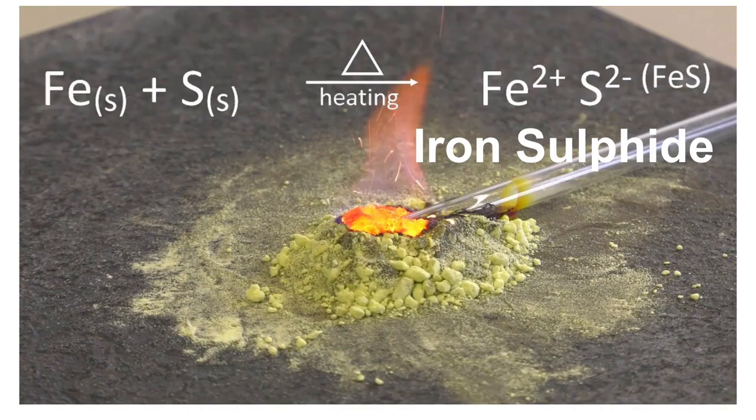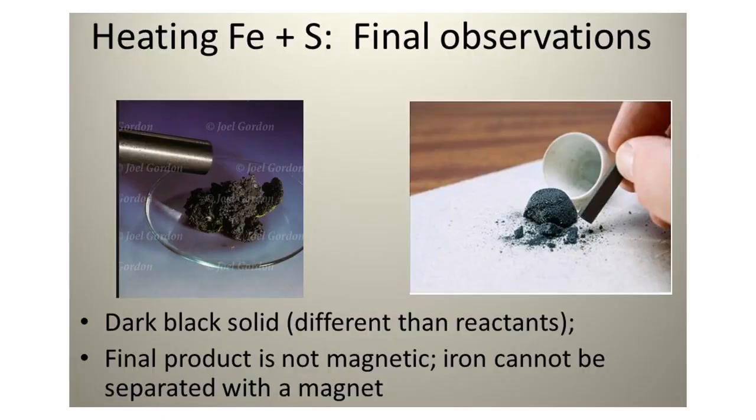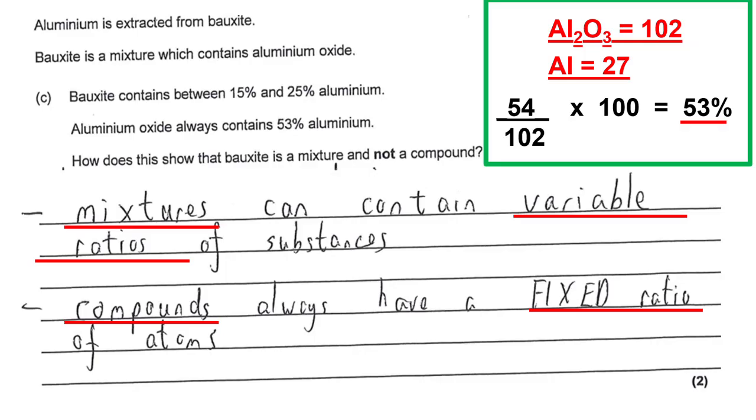But when I heat them together, I make a compound called iron sulfide. Iron sulfide is no longer magnetic and can't be separated. Okay, so that is an example of a mixture versus a compound. And the key point is this: mixtures can contain variable ratios. That means I could add a bit more sulfur, a bit more iron, it doesn't matter.